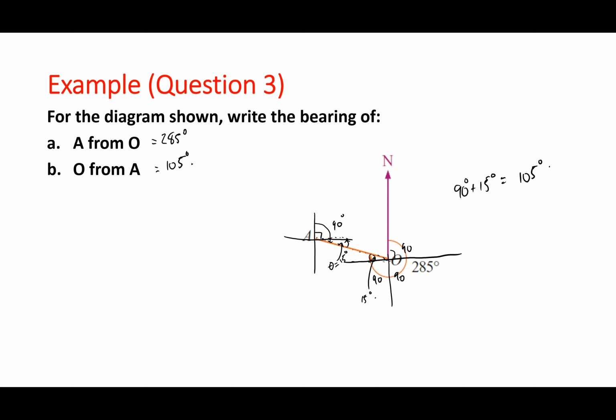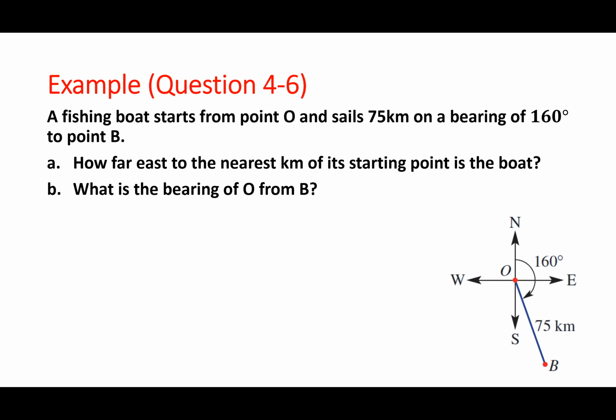Now, let's do our fourth example. So these are questions 4 from 6, and this is one that yours will look like more, okay, than that previous one, by the way. So see how it's already got the compass rose drawn for you? Yeah, that's what it looks like. Okay, so wordy questions. A fishing boat starts from point O and sails 75 kilometers on a bearing of 160 degrees to point B, okay?